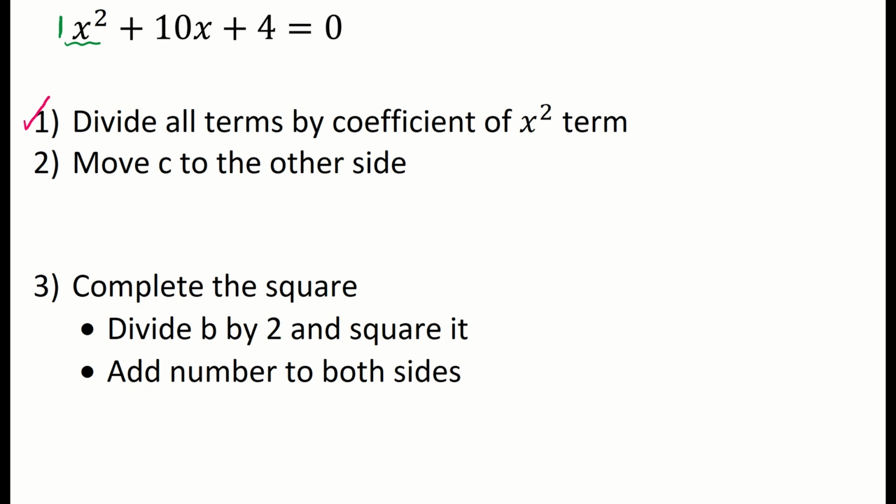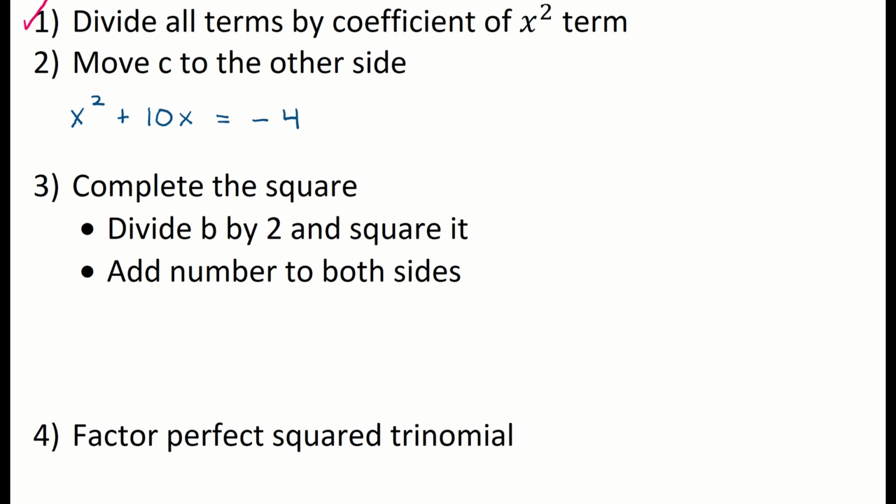So our next step is to move the c to the other side. And just as a reminder, this question is currently written in standard form, which means we're working with ax squared plus bx plus c is equal to 0. So when I say move the c to the other side, I'm just looking at that positive 4. And we're moving it to the other side by subtracting 4 from each side. That's going to turn our equation into x squared plus 10x is equal to negative 4.